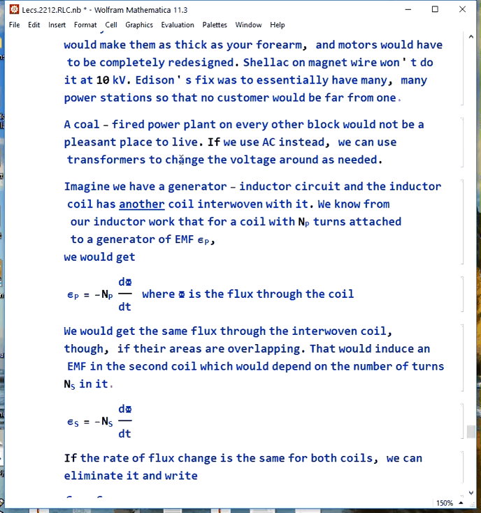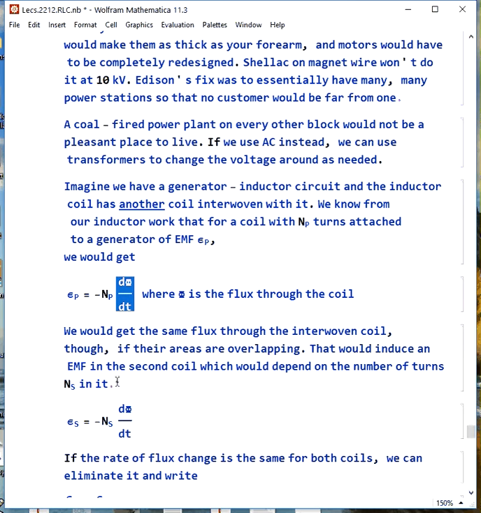Let's imagine we have a generator inductor circuit, and the inductor has another inductor, another coil, interwoven with it. What we know about our inductors so far is if our coil has NP turns and it's attached to a generator with EMF EP, we could write this equation. The EMF is negative NP dΦ/dt, where Φ is the flux through the coil. We're going to get the same dΦ/dt through the interwoven coil if they have overlapping areas.